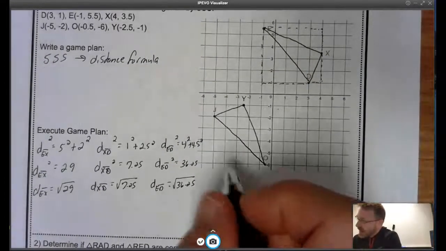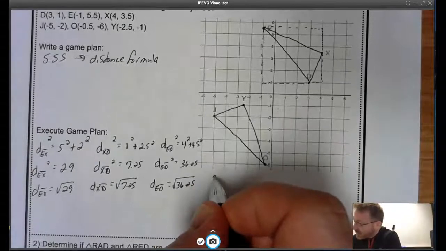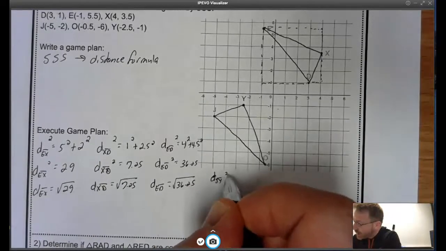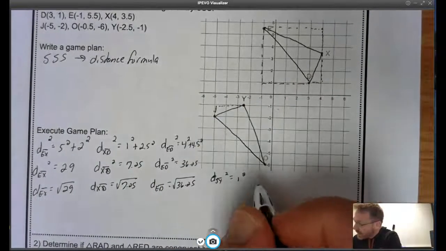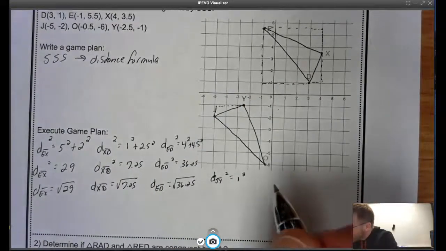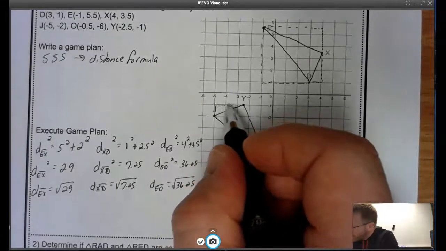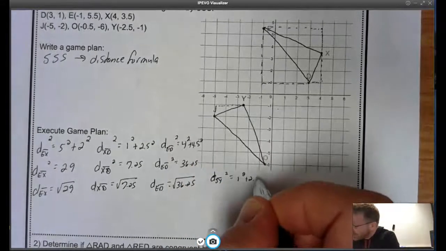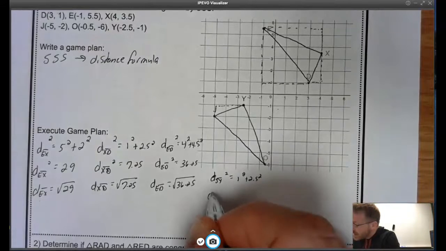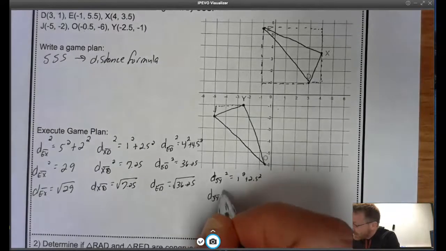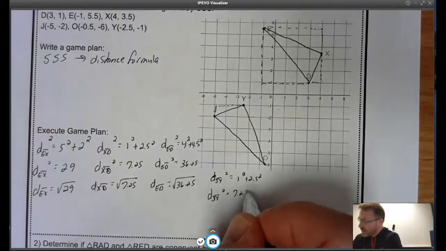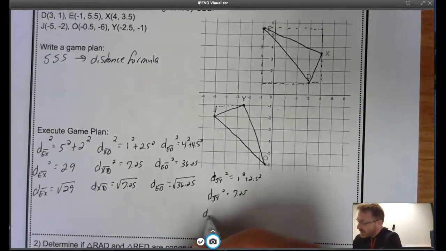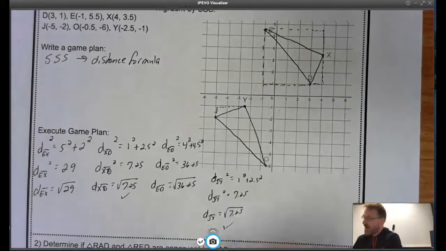All right, and so now let's start with JY right here. So the distance of JY squared equals, and I'm just going to quickly draw on that right triangle, I get 1 squared, and then I have 2.5 squared. And what I can see right now is that it looks like it's going to match this one right here, right? So that's 7.25, and then the distance of JY is going to equal the square root of 7.25. So I have a match here and I have a match here.